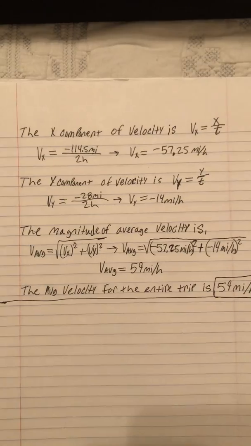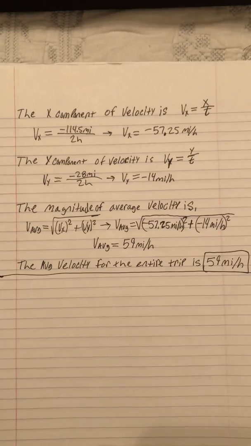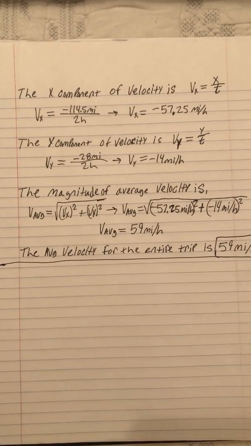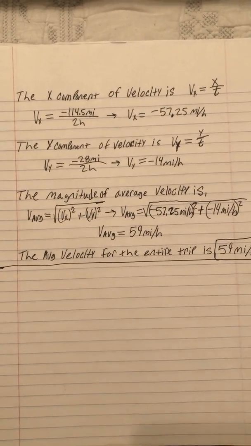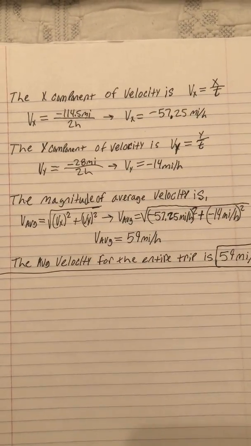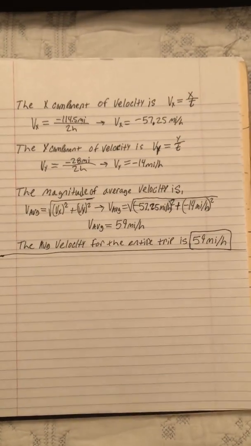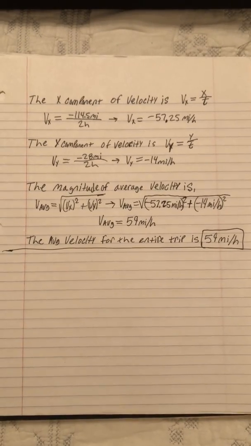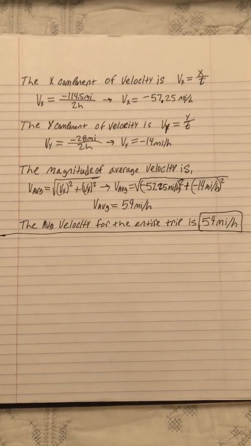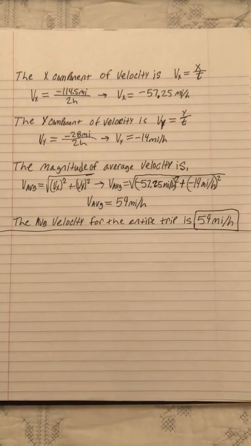Now the x component of velocity is vx equals x over t. So you plug in your 114.5 miles over your 2 hours, and so your vx equals negative 57.25 miles per hour. Your y component of velocity is vy equals y over t. Vy equals negative 28 miles over 2 hours, so vy equals negative 14 miles per hour.